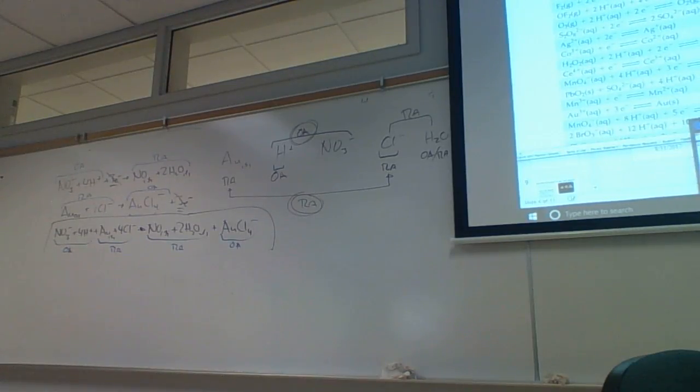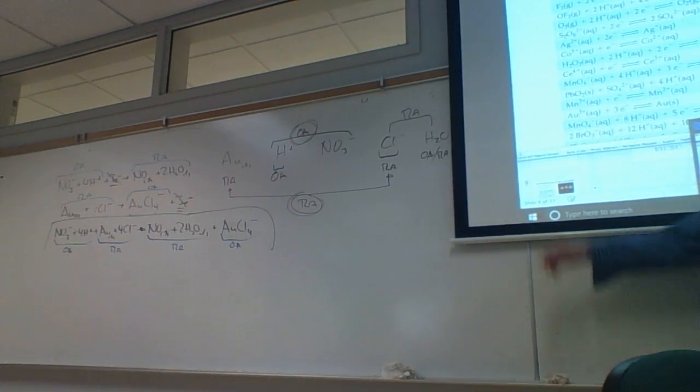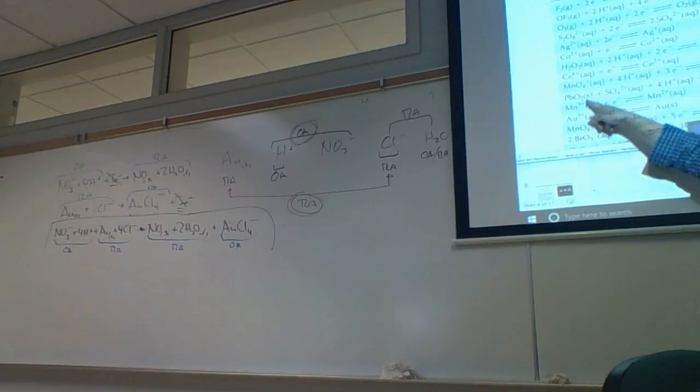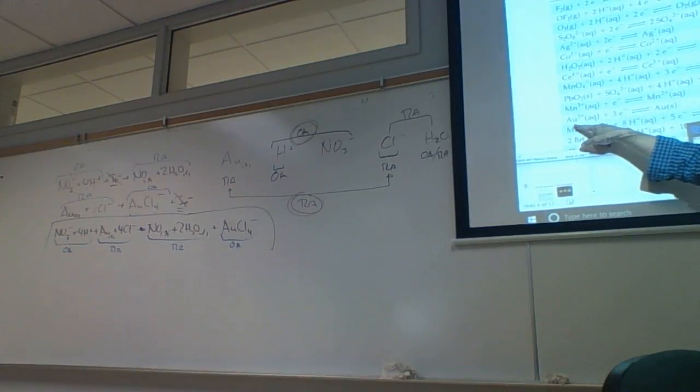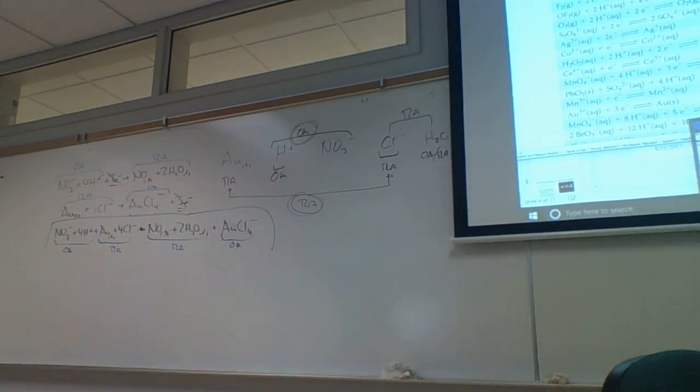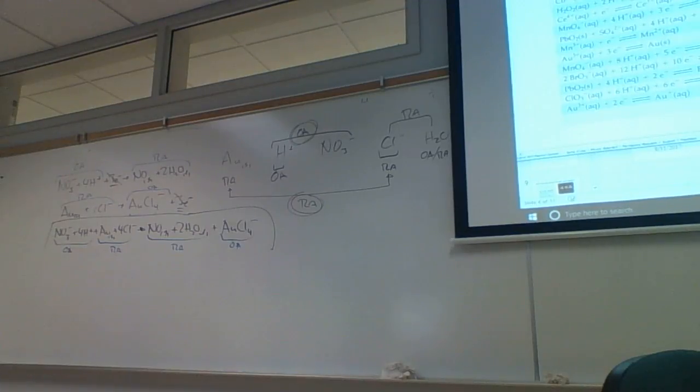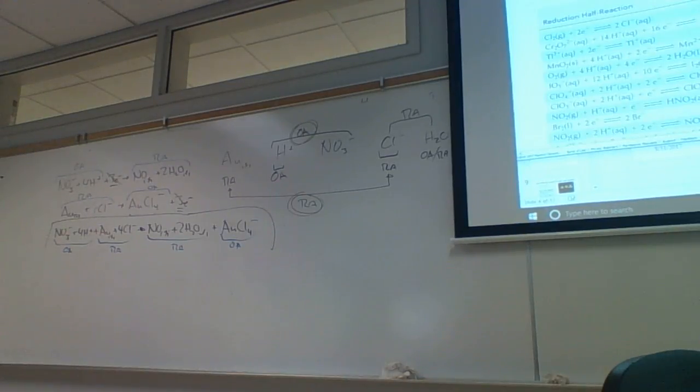Well, what's the strongest oxidizer on the chart? Fluorine. So we start at fluorine and work our way down. The first one we hit is gold 3. But do we have any gold 3? No. We'll just keep going down the chart. Yeah, we hit another gold 3 again. Weaker.